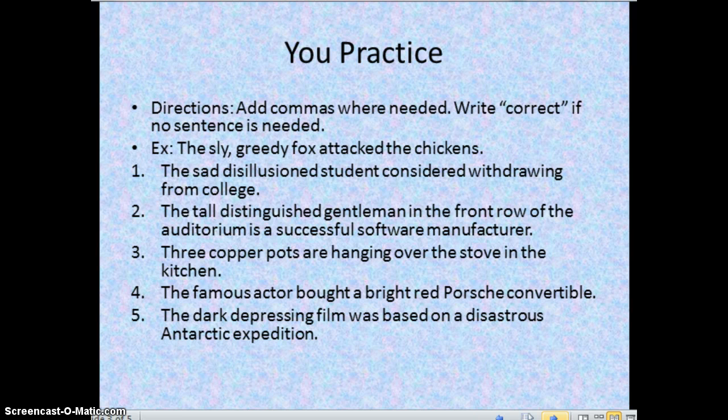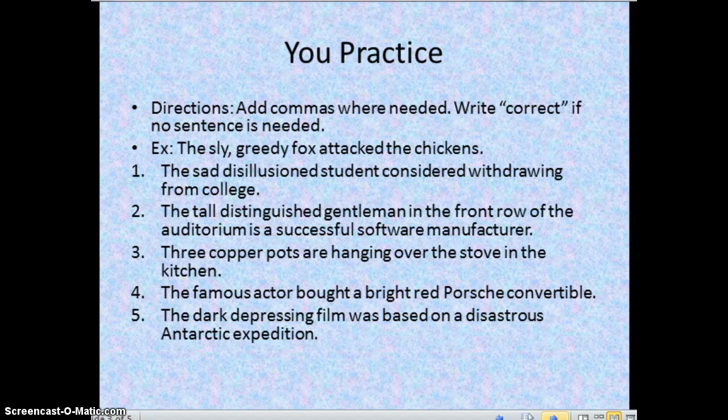Okay, you're going to work on finding the coordinate adjectives and seeing if they need a comma or if they don't. If the adjectives need a comma between them, you need to write the sentence. Otherwise, you can just write the word correct.